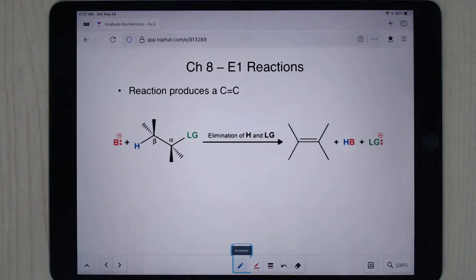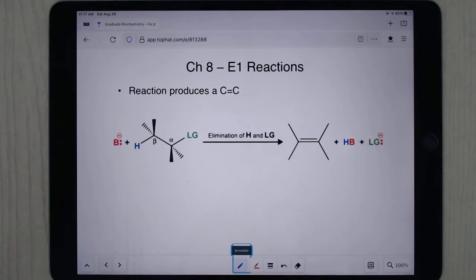Hello. Here we're going to be going over Chapter 8, which are the elimination reactions. In the second edition of the Top Hat textbook, they have combined the previous elimination chapters, which were separate. But for here, we're going to be talking about both the E1 and E2 reactions.